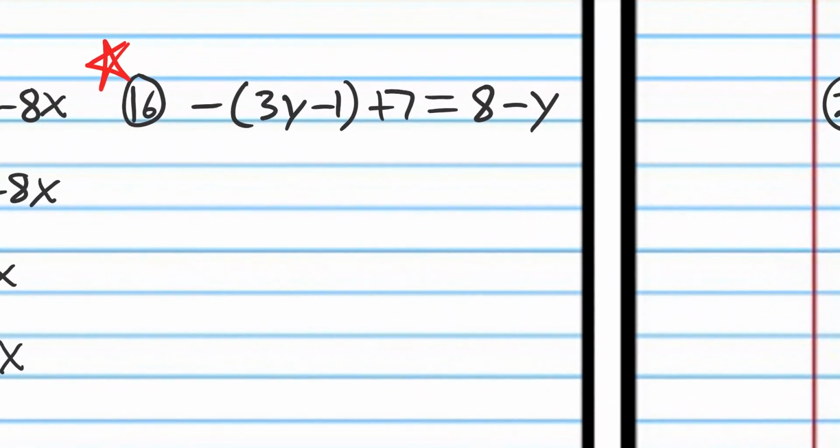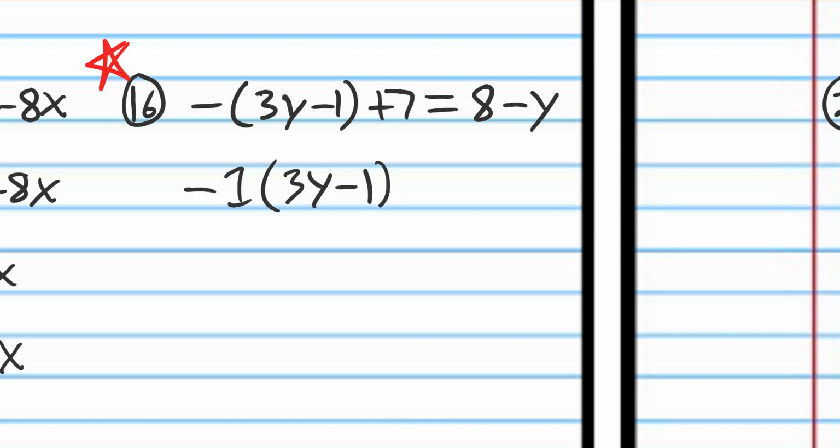Now 16 is different. The reason it's different is because, notice, we just have a negative sign hanging out here in front of the parentheses. Well, when you have a negative in front of the parentheses, just like a negative x is assumed to be negative 1 times x, it's assumed to be negative 1 times the parentheses.